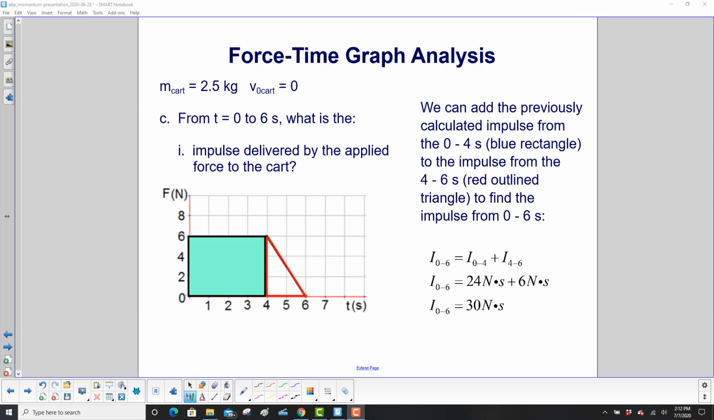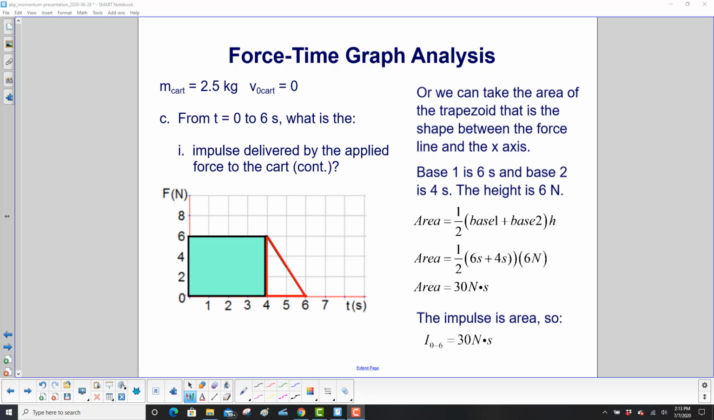And finally, from t equals 0 to t equals 6 seconds, this whole piece here, what is the impulse delivered by the applied force to the cart? Well, one way of doing this is adding the previously calculated impulse from the 0 to 4 seconds, our blue rectangle, to the impulse from the 4 to 6 seconds, the red outlined triangle, to find the impulse from 0 to 6 seconds. So we add 24 plus 6 newton seconds, and we get 30 newton seconds.